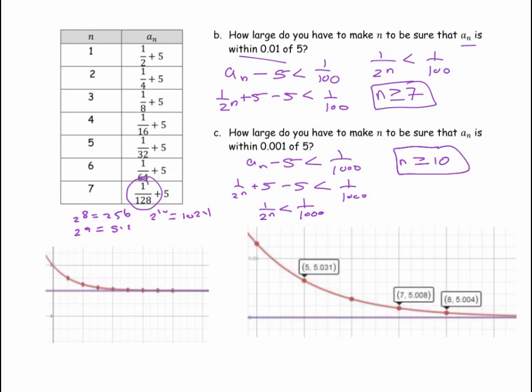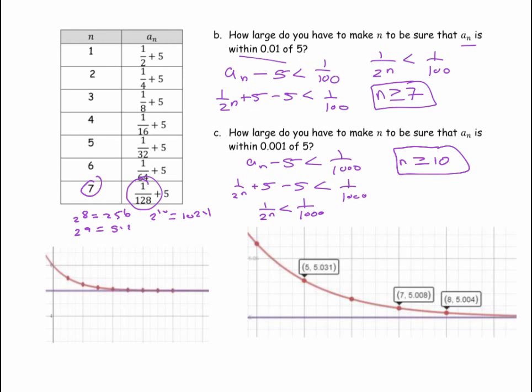So the concept that's underlying all this is that no matter what they give us, like let's say the numbers they're giving us here are a 10th, a 100th, a 1,000th, no matter what they give us, we can always go find an input value, which was 7 in part B, which was 10 in part C. We can always find an input value that will get us closer to 5 than that distance.